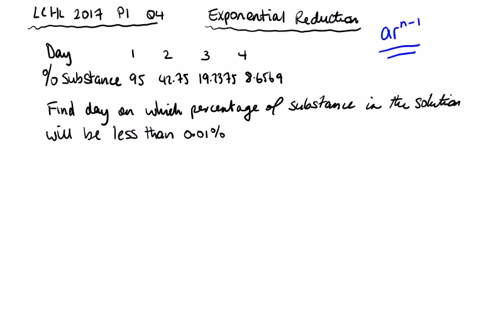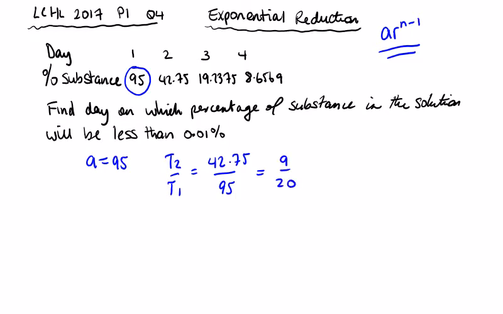So to get my ratio, when we have term 1 is 95, that's a. a is equal to 95. Term 2 over term 1 gives me my ratio. So 42.75 over 95 is equal to, as a fraction, 9 over 20. So we have ar to the power of n minus 1. Tn, in this case, is equal to 95 by 9 over 20 to the power of n minus 1.